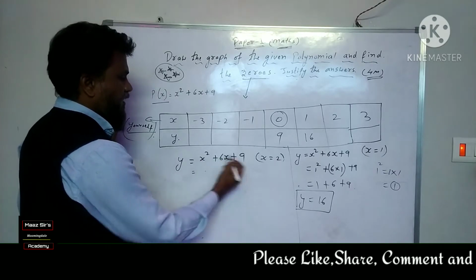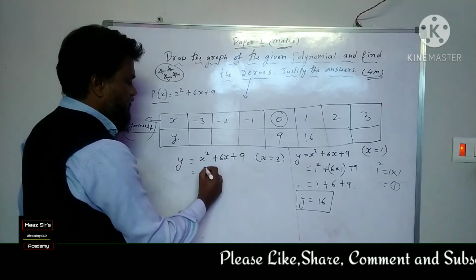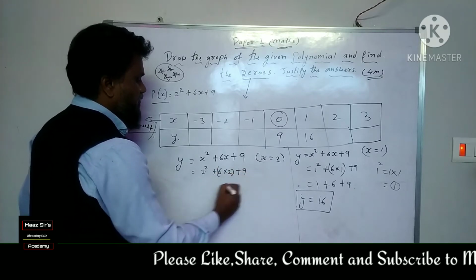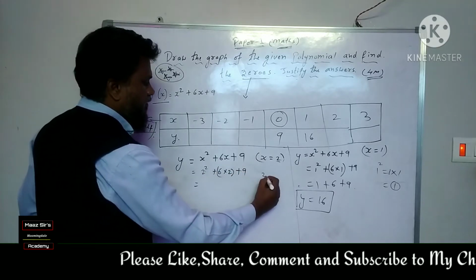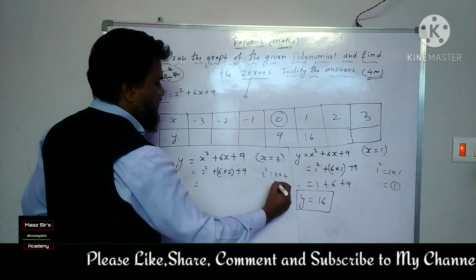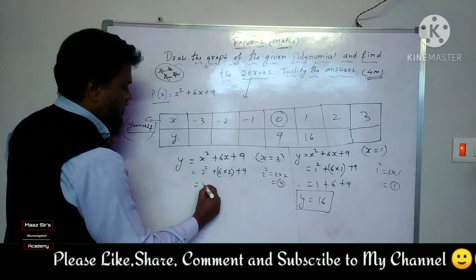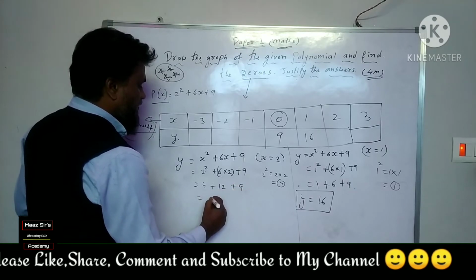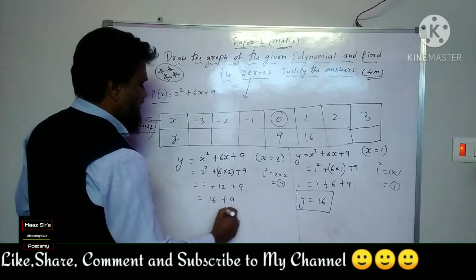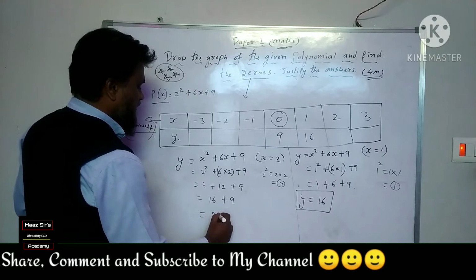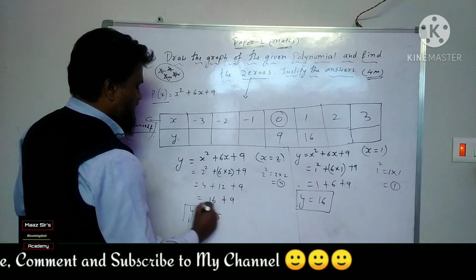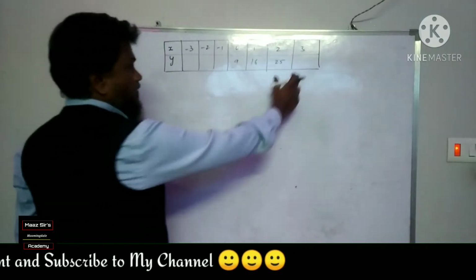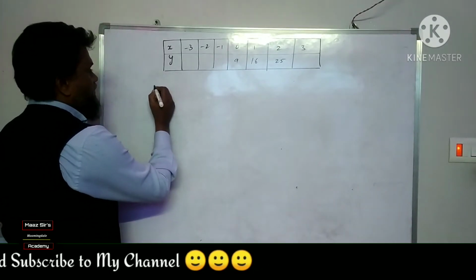Here in place of x I am writing 2. 2 square plus 6 into 2 plus 9. 2 square is nothing but 2 into 2, 4. 4 plus 12 plus 9. So how much? 16 plus 9. It is nothing but 25. So y is equal to 25. So now we will calculate the value for x.